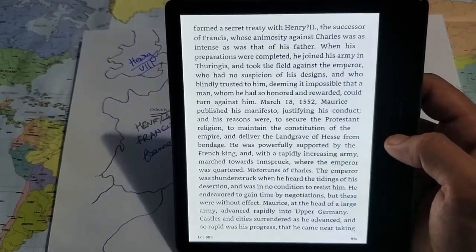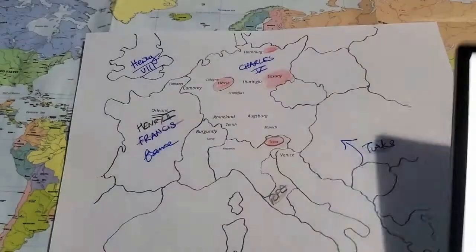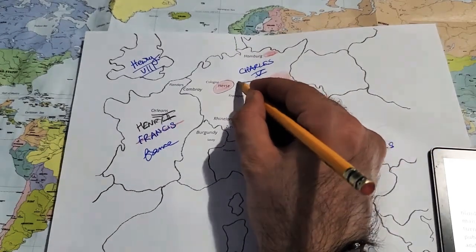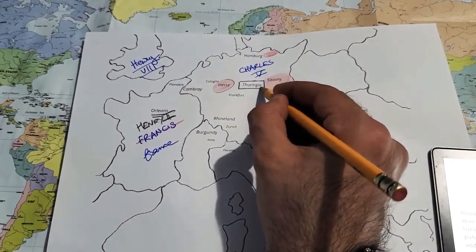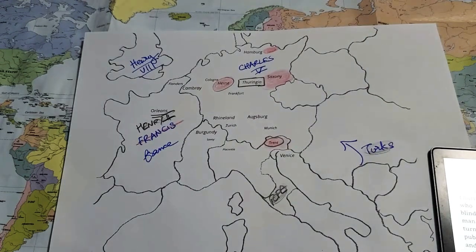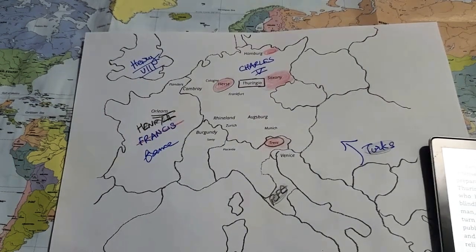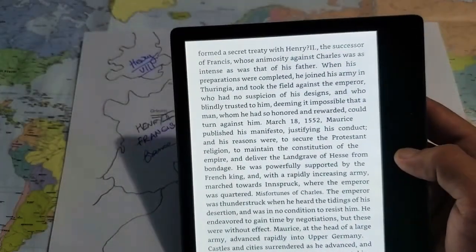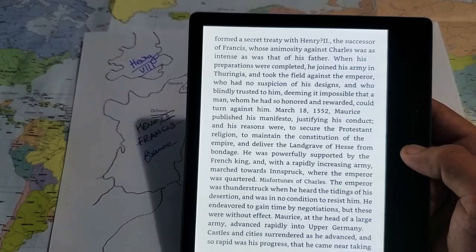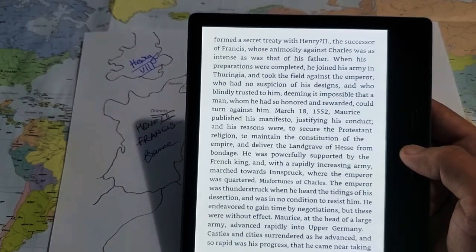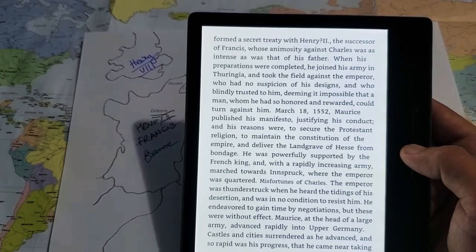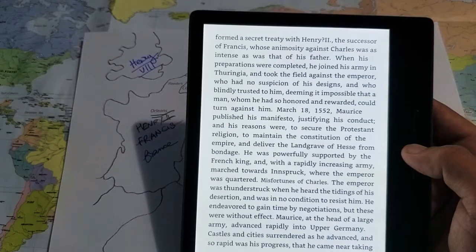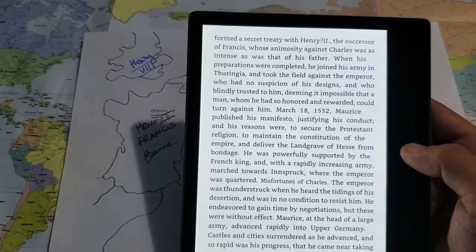When his preparations were completed, he joined his army in Thuringia. Again, that's central Germany. And this is where Luther was at Erfurt and where the League of Smalcald was. But it's also a forest state. So it's really cool that so much of Protestant action goes on in Thuringia. He took the field against the emperor, who had no suspicion of his designs, who blindly trusted him, deeming it impossible that a man whom he had so honored and rewarded could turn against him.